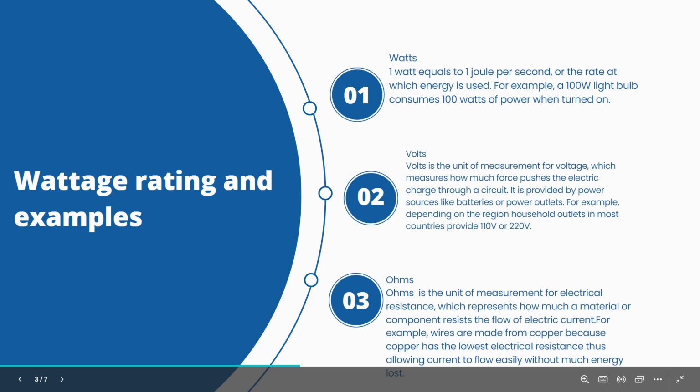In terms of ohms, it is the unit of measurement for electrical resistance, which represents how much a material or component resists the flow of electric current. For example, wires are made from copper because copper has the lowest electrical resistance, thus allowing current to flow easily without much energy loss.